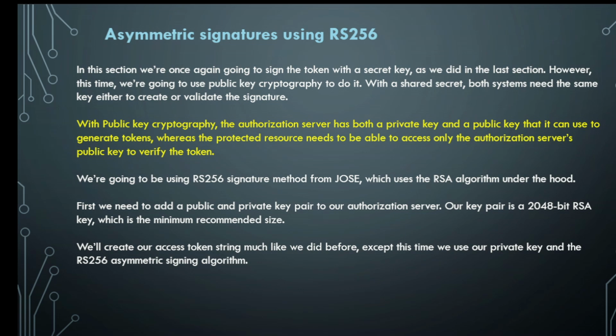With a shared secret, both systems need the same key either to create or validate the signature. With PKI, public key cryptography, the authorization server has both a private key and a public key that it can use to generate tokens, whereas the protected resource needs to access only the authorization server's public key to verify the token. It's the same concept, right? A digital signature. If you remember, we discussed sender and receiver. The sender will have one pair of keys, public and private. It can send that public key to the receiver, right?